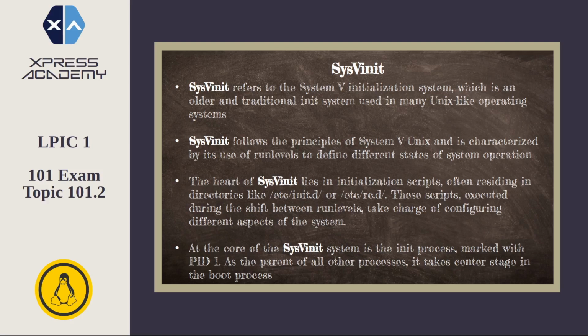Configuration files play a pivotal role in SysVinit. Locations like /etc/inittab or the /etc/init.d directory house these files, defining the behavior of the system and outlining which services should be initialized or halted in each run level. At the core of SysVinit is the init process, marked with PID 1. As the parent of all the other processes, it takes center stage in the boot process. Tasked with transitioning between run levels, it executes the necessary scripts to shape the system's configuration.